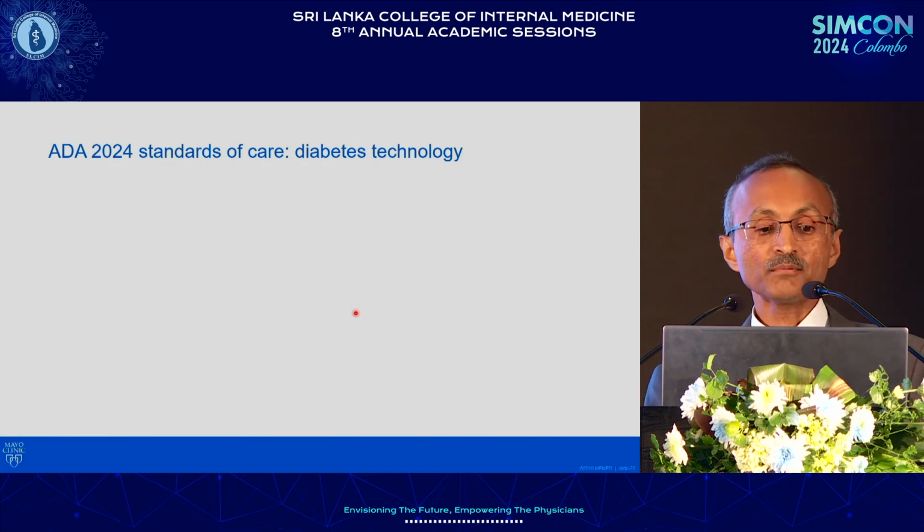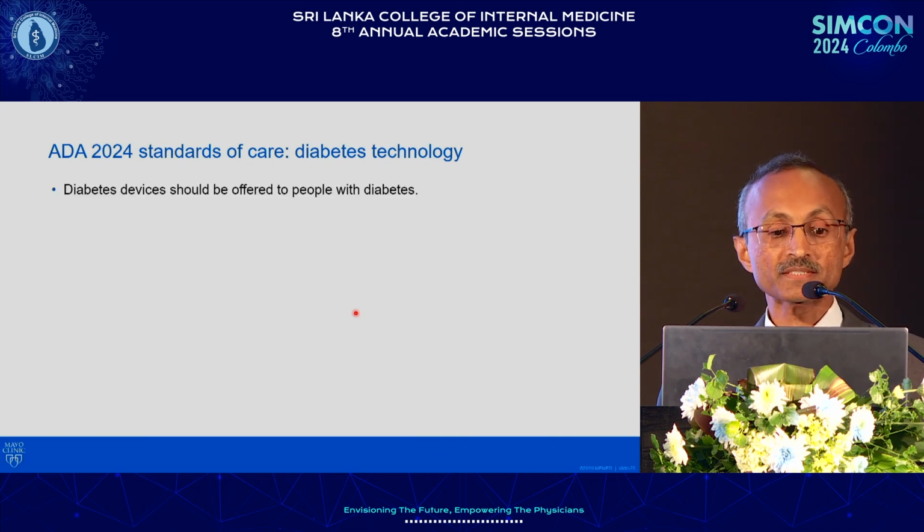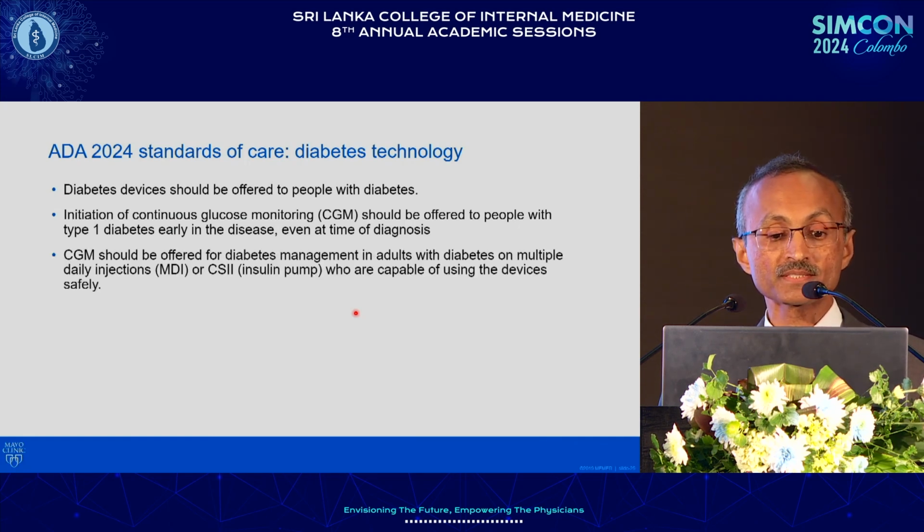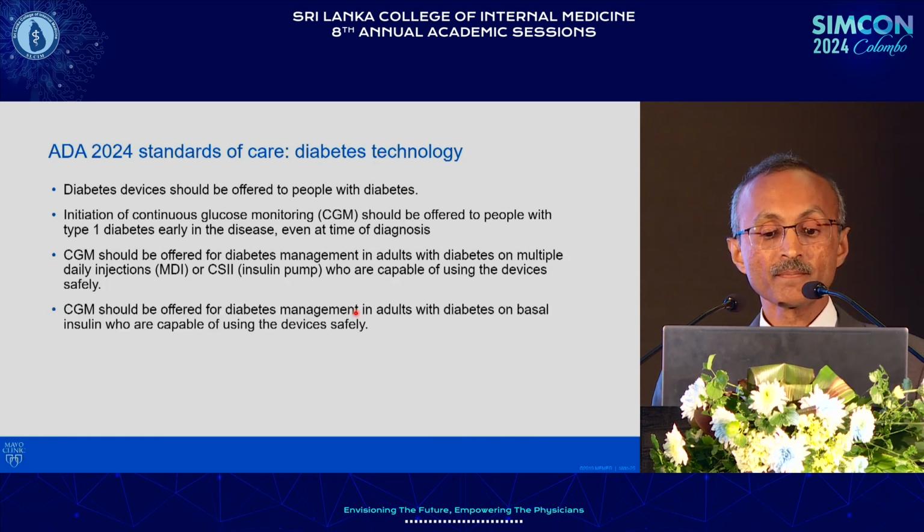So I'll end by stating what the most recent ADA 2024 Standards of Care say about the adoption of diabetes technology. It should be offered to most people with diabetes. Certainly, initiation of CGM should be offered to people with type 1 diabetes early in the disease, even at the time of diabetes diagnosis. We don't need to wait till their sugars are bad and they have complications. And it should probably be offered for adults who are on multiple daily injections or on an insulin pump, even if they have type 2 diabetes, and it goes on like this.